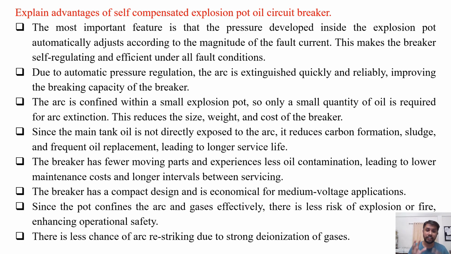Now the arc is confined within a small explosion pot, so only a small quantity of oil is required for arc extinction. This reduces the size, weight and cost of the breaker. Since the main tank oil is not directly exposed to the arc, it reduces carbon formation, sludge formation and frequent oil replacement, leading to longer service duration. The breaker has fewer moving parts and experiences less oil contamination, leading to lower maintenance costs and longer intervals between services. The breaker has a compact design and is economical for medium voltage applications.